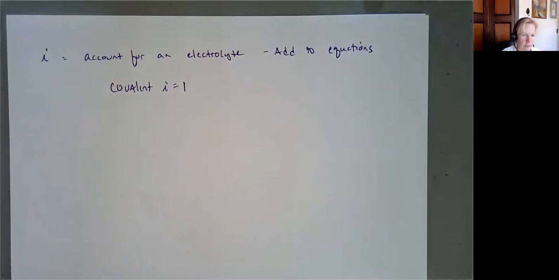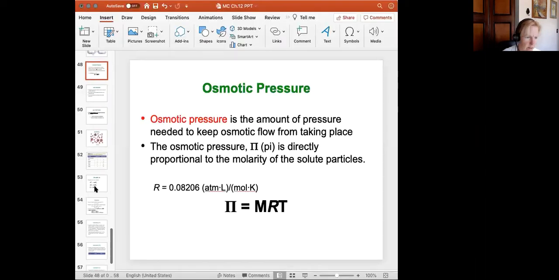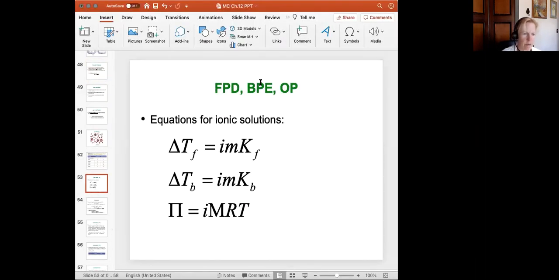So if I look at those 3 equations with i added in, this is what they look like. This is how we're going to account for electrolyte solutions. I'm going to have my number of moles of particles, and I'm just going to multiply it by the molality and my constant.